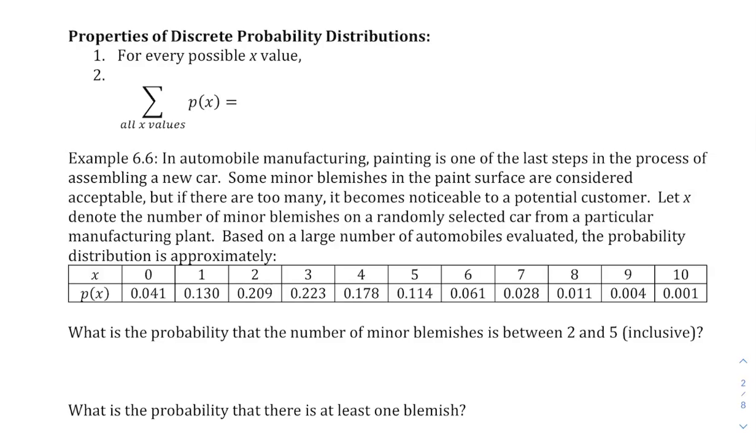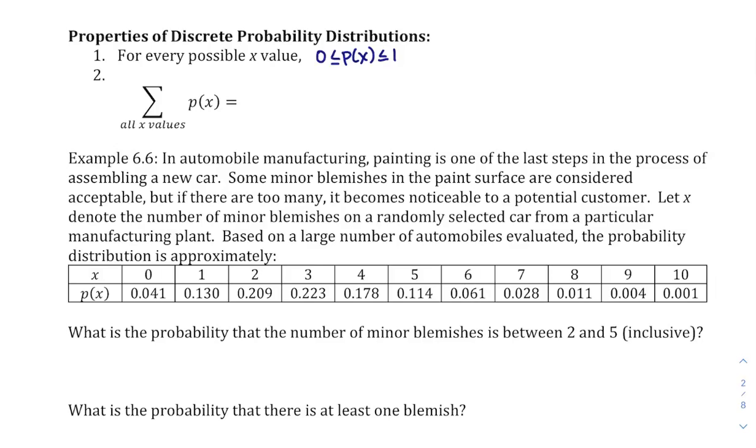Let's look at a few properties of the discrete probability distributions. Since the x values are going to take on probabilities, it makes sense that they would have to have a valid probability. So each possible x value has to have a probability that's between 0 and 1. It would be possible here to have 0 or to have 1 or to have any number in between.